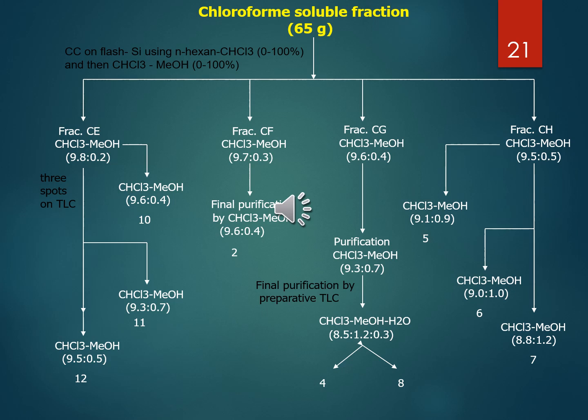The fraction CG is subjected to column chromatography over silica gel eluting with 9.6 and 0.4% chlorphenol. In this way we obtain a mixture of 2 to 3 compounds. That mixture is further subjected to column chromatography over silica gel, eluting with 9.3 and 0.7% chlorphenol. In this way we obtain 2 compounds, compound number 4 and 6. The purity of these compounds was confirmed by using the purity system 8.5%, 1.2%, and 0.3% chloroform, methanol, and water respectively.